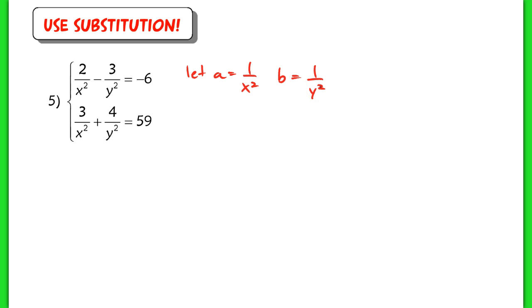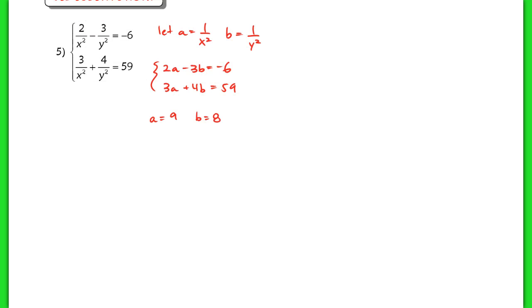This is going to change this system from a very complex system into a really basic linear system. So you can choose any variable you want here. You don't have to use a and b. I just really like to use a and b. So anyway, I'm left with 2a minus 3b equaling negative 6, and 3a plus 4b equaling 59. Now I have a system here that I'm going to solve. To save some time, I already solved this system, so I end up with a equals 9 and b equals 8.